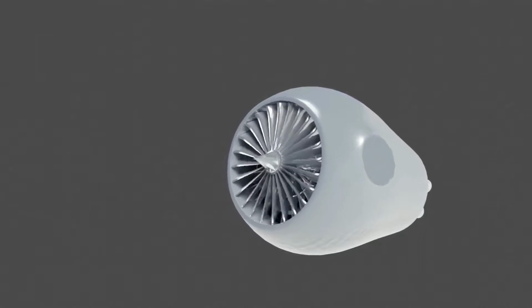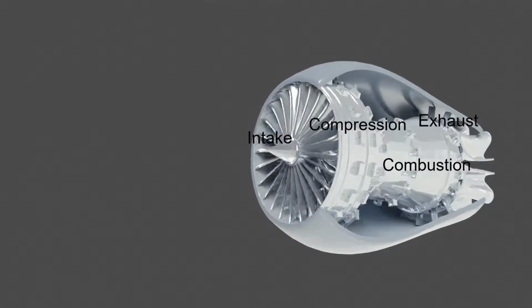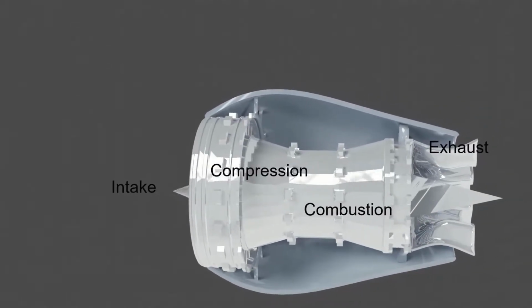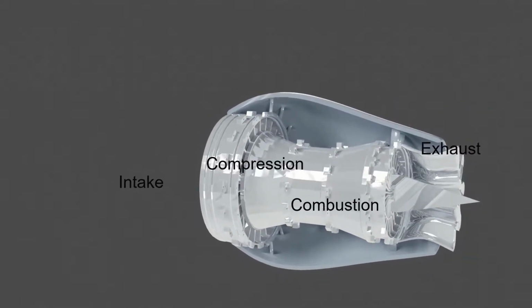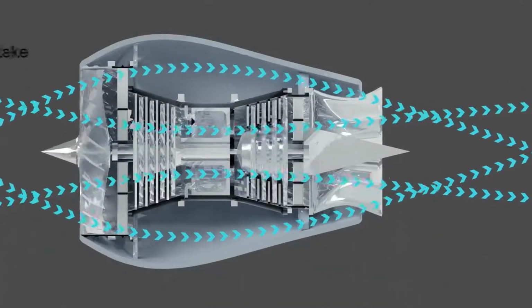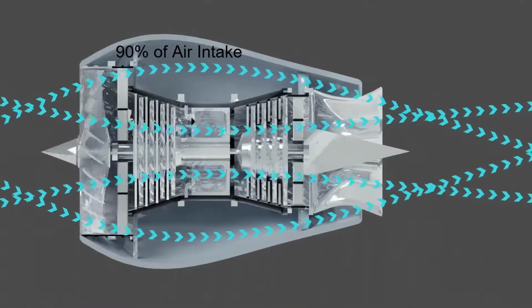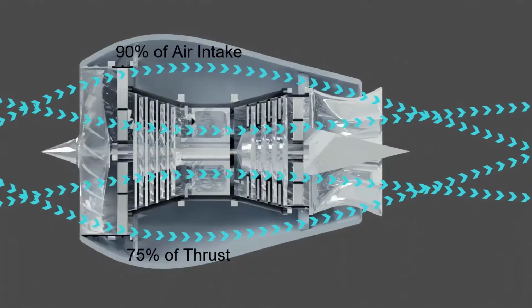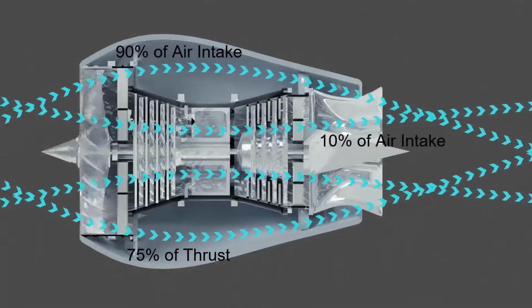There are four main stages to a jet engine. From front to back, there is intake through the fan, compression in the core, combustion, and finally exhaust through a turbine. Despite the complexity of components within the core, counterintuitively, 90% of the total air intake bypasses the core. This generates 75% of the engine's total thrust output.